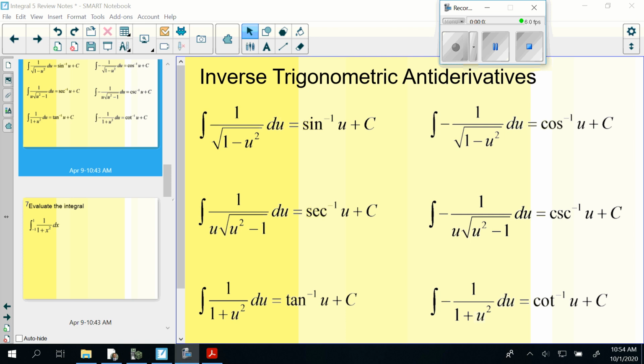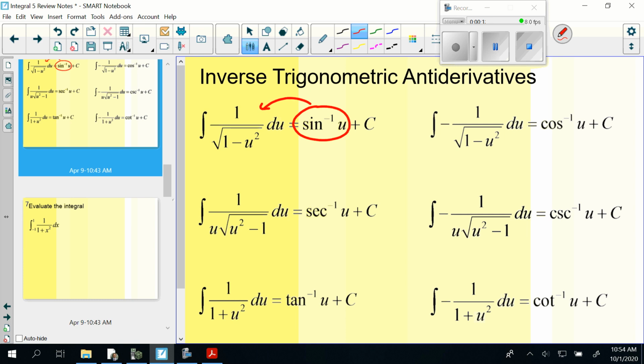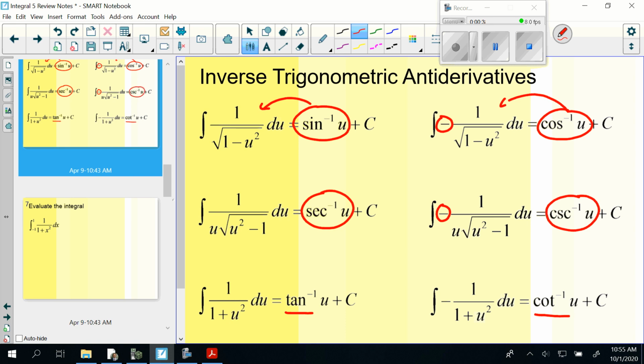All right, inverse trigonometric antiderivatives. We've looked at how to find these derivatives. So the derivative of inverse sine ends up being what we have here. Inverse cosine is the exact same integral, except that it comes out negative. Derivative of secant and inverse cosecant, again, are the same, just separated by a negative sign. Same with inverse tangent and inverse cotangent, same, except again the negative being the difference.